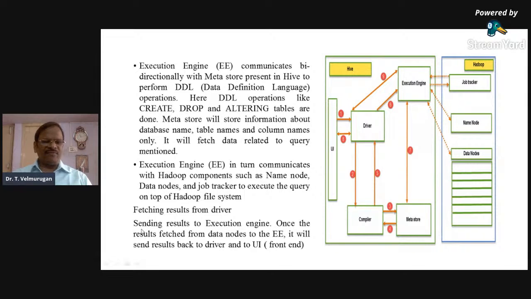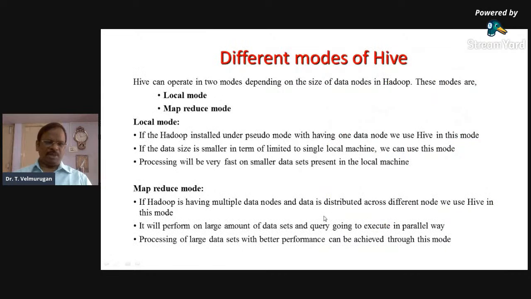So finally, the results are fetched by the driver. The fetched information is the actual results. All these results are sent to the execution engine. Once the results are fetched from the data nodes to the EE, it sends the results back to the driver and to the user interface. The front end is the user interface. Finally, the information is processed at the user interface.